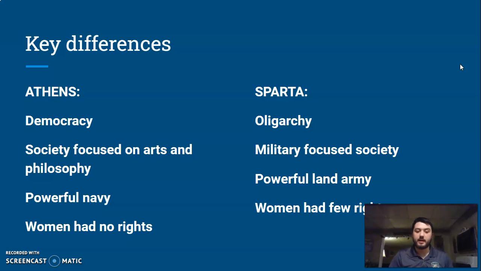Athens, you had the democracy. Every male got to vote, be involved in politics. Their society was very focused on art and theater and philosophy and science. And their navy was their focus. They were a very powerful navy. And women had almost no rights. Meanwhile, Sparta was an oligarchy. Its society was very focused on their military. They had a very elite and powerful land army. And the reason for that, remember, is the Helots. And their women, while not having a lot of rights, still had more than your typical Greek.